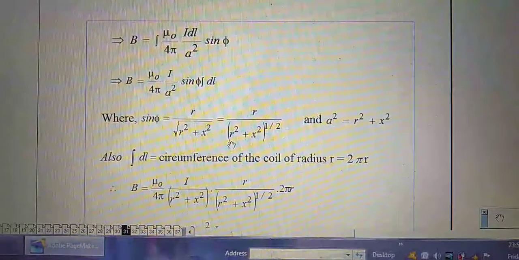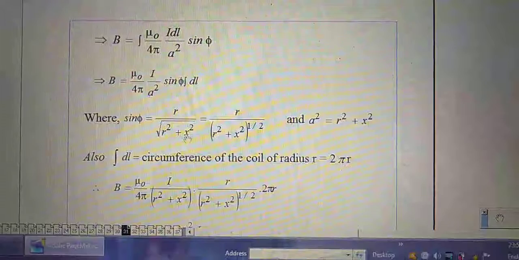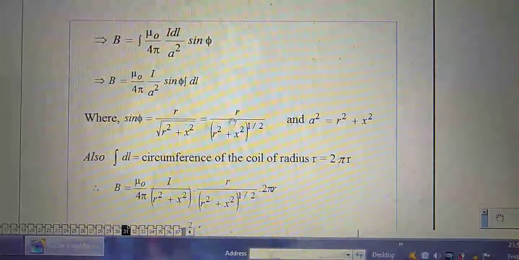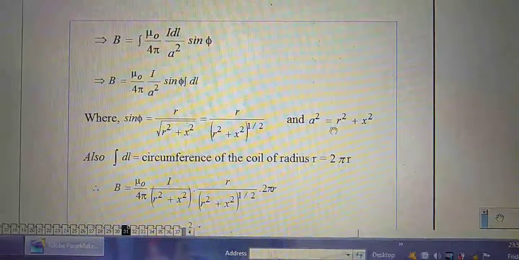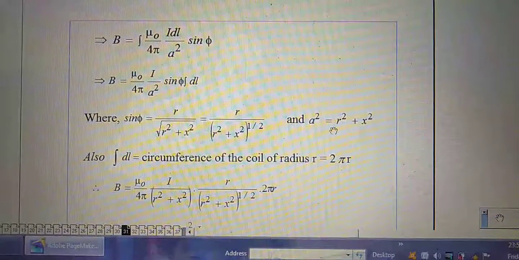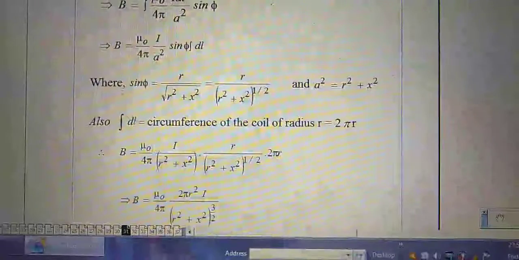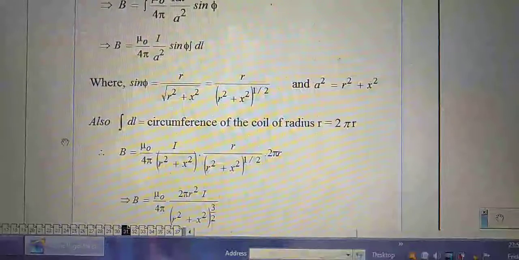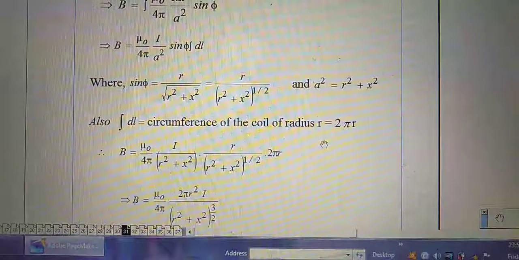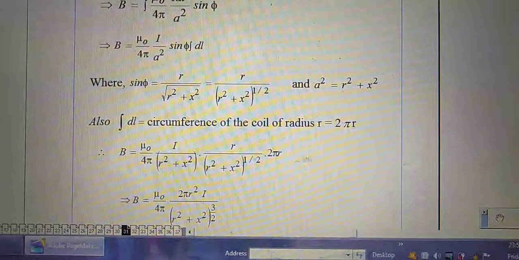Now what is the value of sin phi? Sin phi equals R by root over R square plus S square, that is R by (R square plus S square) to the power half. Just use the Pythagoras formula for S square. And the integration over dl will give you the total circumference of the coil of radius R, which equals 2 pi r.